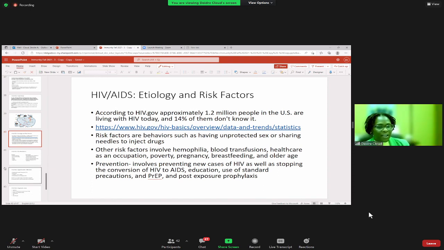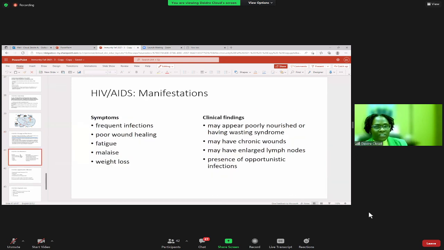And so what are some of those opportunistic infections? Well, let's just go to this one right quick. So here's some HIV manifestations. Frequent infections. You might see a female that has frequent yeast infections like candidiasis, fatigue, malaise, weight loss. You may have skin wounds, and when this starts progressing, they may be poorly nourished, have wasting syndrome. They just look thin. I know a physician I work with. He had wasting syndrome bad. He would have like explosive diarrhea. It just was bad. He still was trying to work. But you'll have the presence of opportunistic infections, and your lymph nodes may be enlarged.